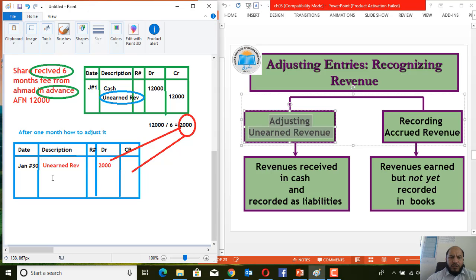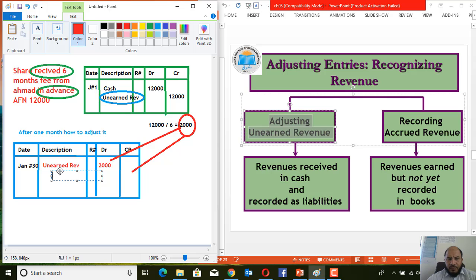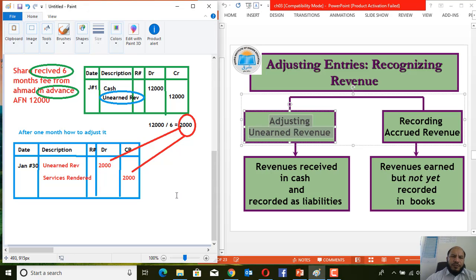But what happened in response? We have already earned the money. This means that we have rendered services to this person. That's why the unearned amount has been decreased. So how much service have we rendered? It was equal to 2,000 rupees, and those services were equal to 2,000.